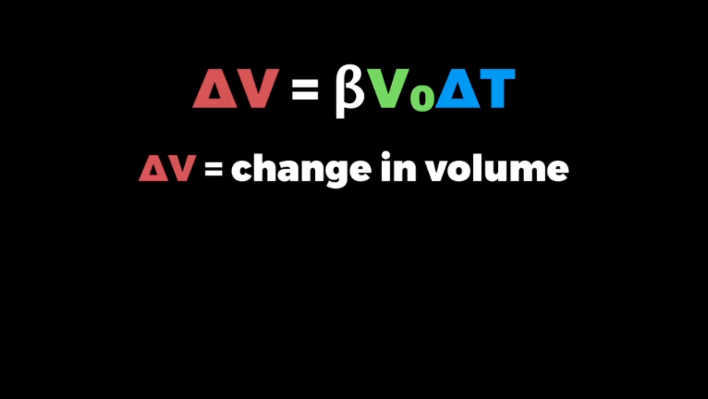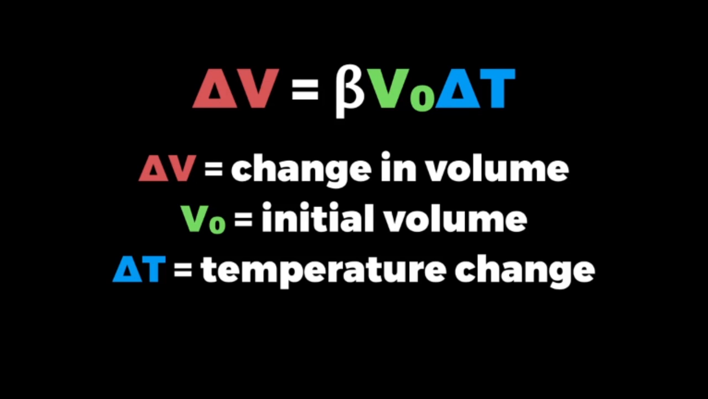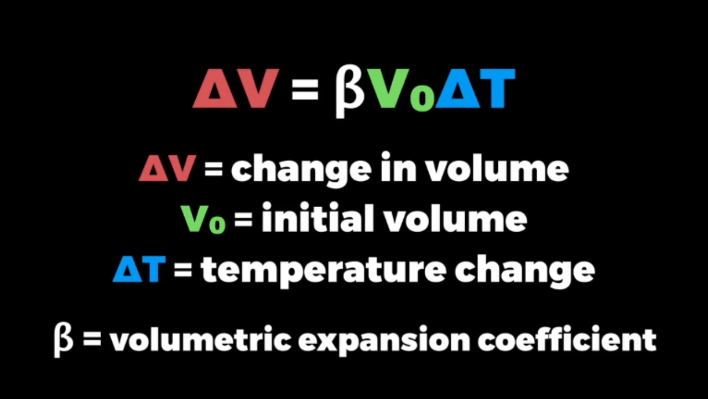Delta V is the change in volume of the object, V0 is the initial volume, delta T is the temperature change of the object, and beta is the volumetric expansion coefficient for the object. Just like the linear expansion coefficient, the volumetric expansion coefficient will vary for different materials. It can be higher or lower, or negative or zero. And the same principles for the linear expansion coefficient apply to the volumetric expansion coefficient.